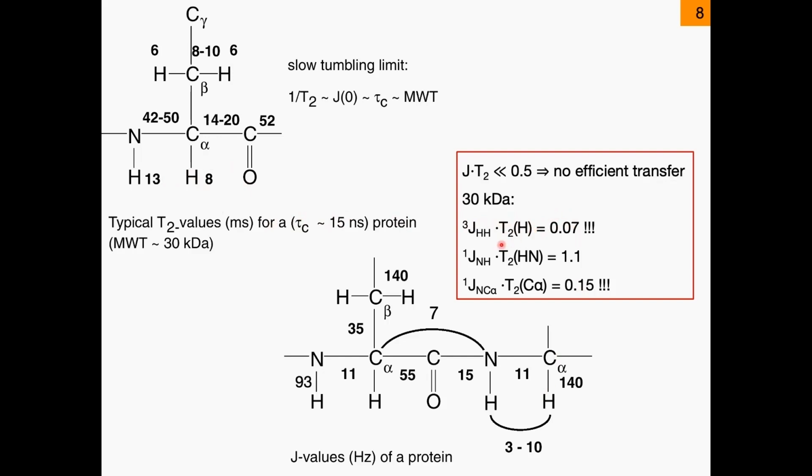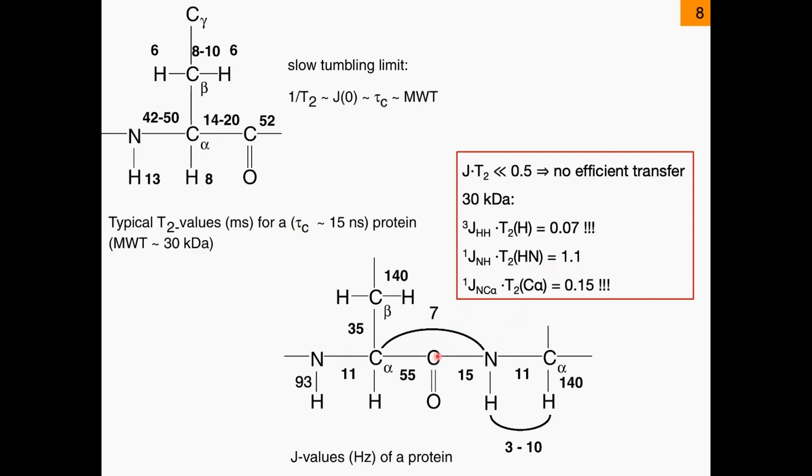On the other hand, when I look at the proton to nitrogen 1-bond coupling, 93 hertz, multiply this with the 13 milliseconds, then I get 1.1, and the transfer is certainly efficient. What you will see later is between the nitrogen and the C alpha, the coupling is 11 hertz. And when you're sitting on C alpha, the C alpha relaxation is fast, so the transfer from C alpha to nitrogen is also quite inefficient. That's a problem when you walk through the backbone like this.